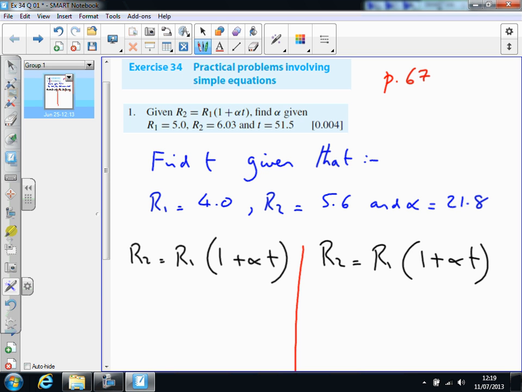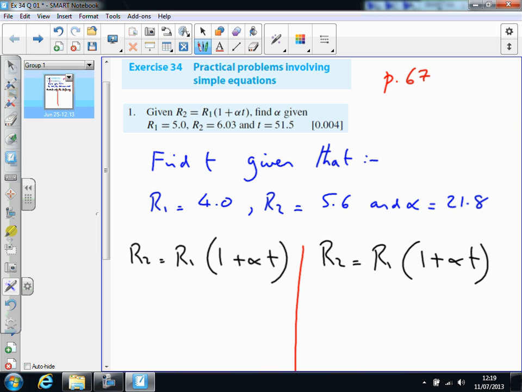Well, I'm going to do a slightly different question. I'm going to ask you to find t, given these values for R1, R2 and alpha here. So I'll run through this, and again I'm going to try it two ways. I'm going to put the values in and solve it as an equation, and then I'm going to try rearranging the formula and doing it that way.